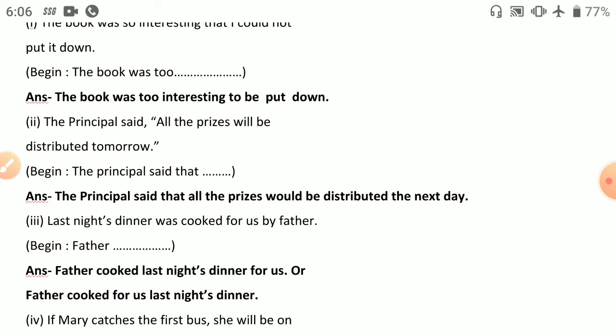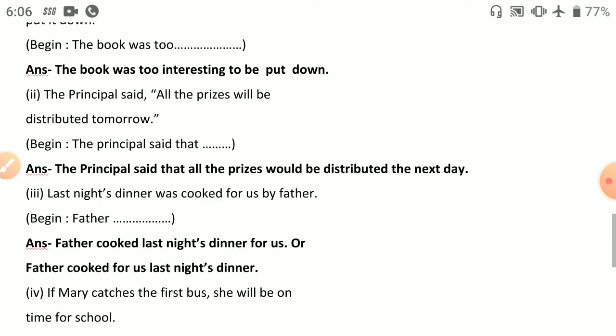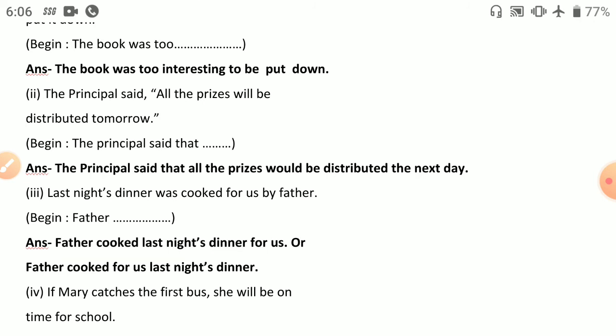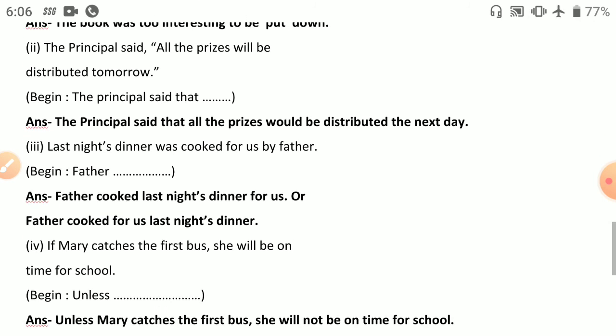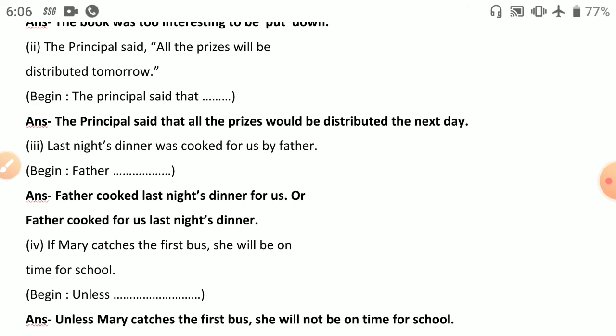The principal said that all the prizes would be distributed, because "principal said" is in past tense, would be distributed, and "tomorrow" will become "the next day" in the indirect speech. Last night's dinner was cooked for us by father. Now it is an active passive, by father. So that is in passive, we have to make it active. Father cooked last night's dinner for us, or you can say father cooked for us last night's dinner.